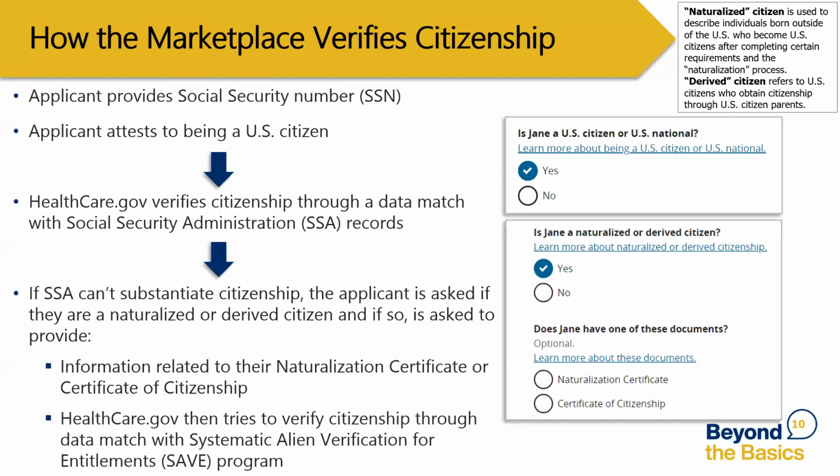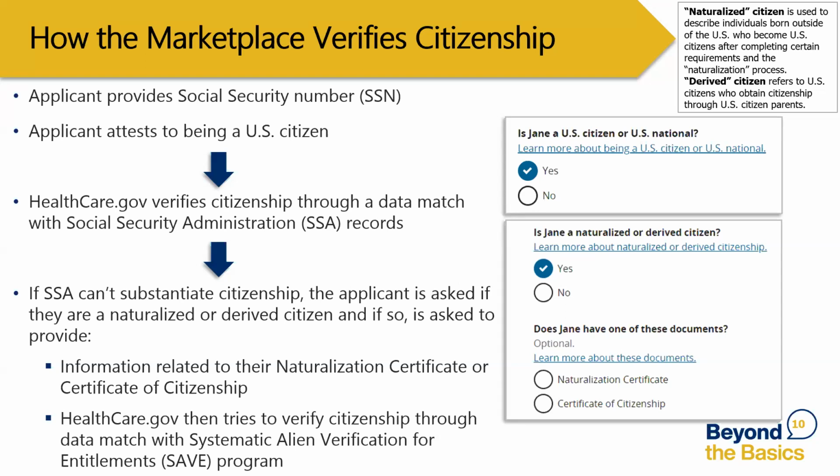So how the marketplace verifies citizenship. The applicant may provide a social security number if they have one, right? In the case of a US citizen, they normally will have a social security number unless they're a newborn or maybe have a religious reason why, or there might be very odd cases. But generally people will provide a social security number in the application. They will be provided an opportunity to attest to US citizenship, and they'll say yes.